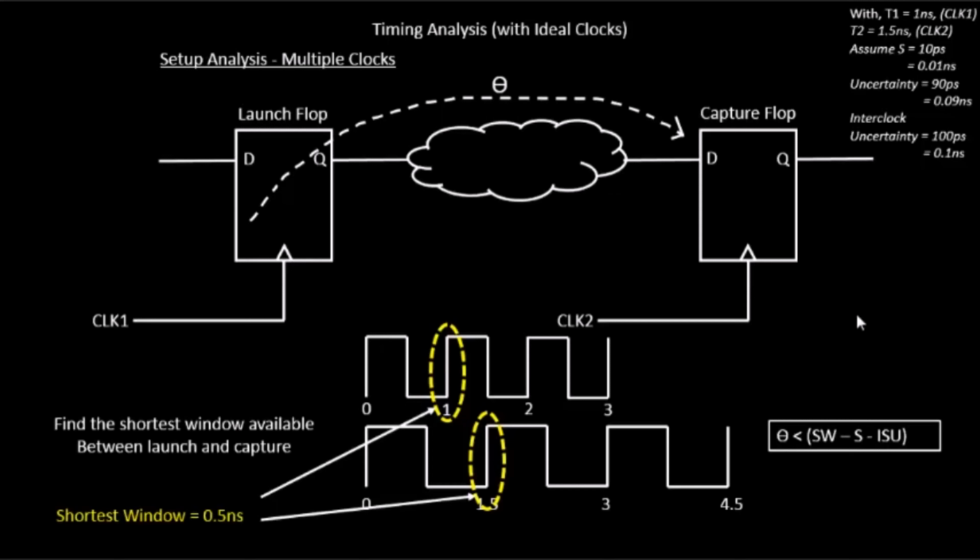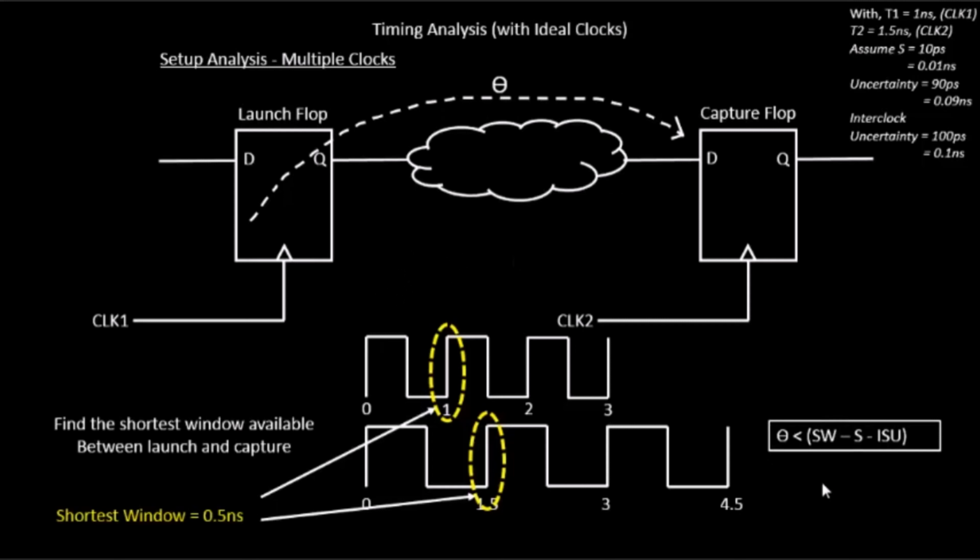Hello everyone. Let's conclude our discussion on setup timing analysis with multiple clocks. So we came up with a satisfying equation for the setup time, which said that the combinational delay should be less than the shortest window, which is 0.5 nanosecond, minus the setup time, which is 10 picosecond in this case, minus the inter-clock setup uncertainty, which is 100 picosecond in this case. So this becomes the satisfying condition whenever you are doing a setup timing analysis with multiple clocks.